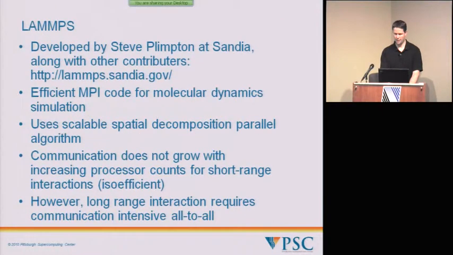So this has to do with the example, which is LAMMPS, and specifically a new version of LAMMPS. LAMMPS is a very good, efficient MPI code for molecular dynamics. It's very scalable, uses a scalable algorithm for the short-range communication, but lots of MD problems need to solve for long-range interactions that require a communication-intensive all-to-all, in addition to the short-range part, which is the biggest computational burden.